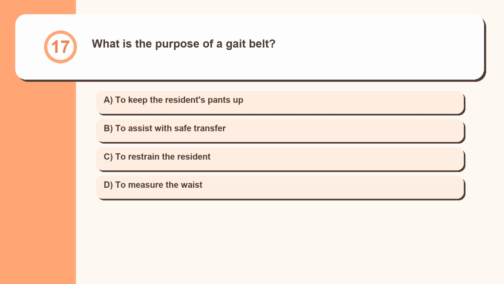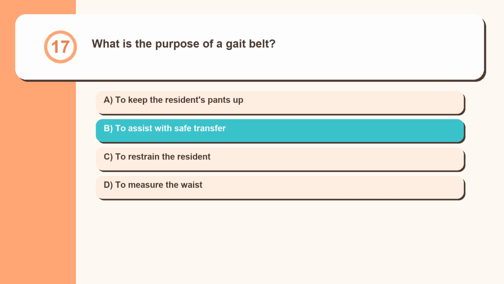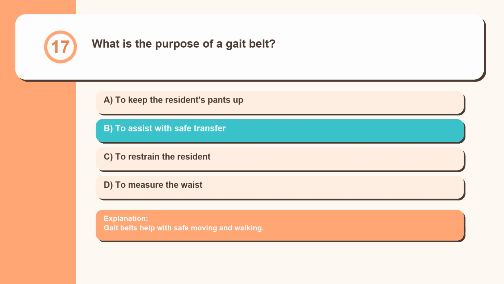Question 17. What is the purpose of a gait belt? To keep the resident's pants up. To assist with safe transfer. To restrain the resident. To measure the waist. Gait belts help with safe moving and walking.